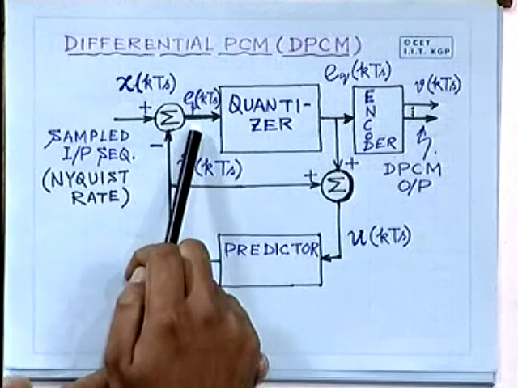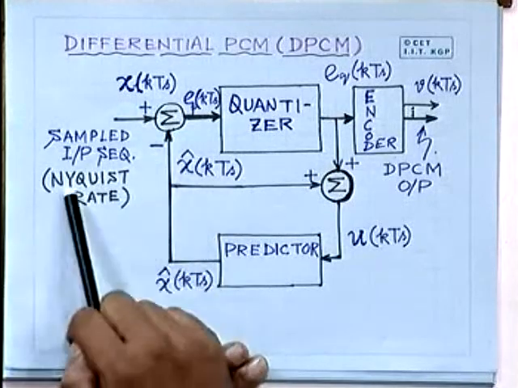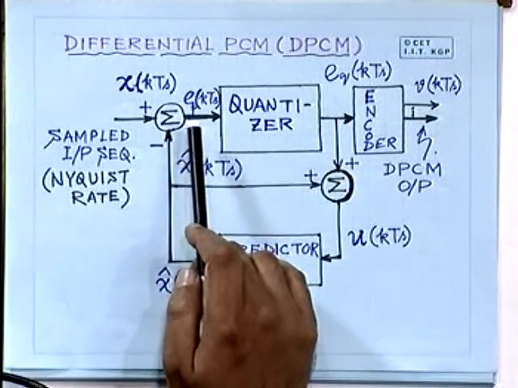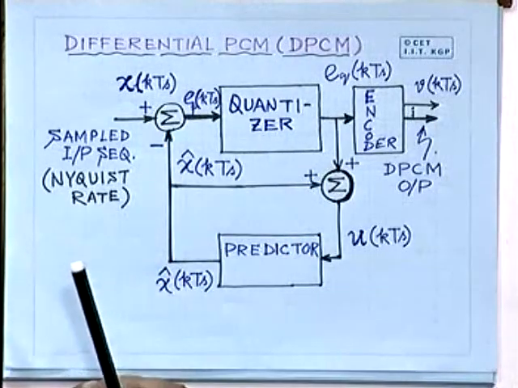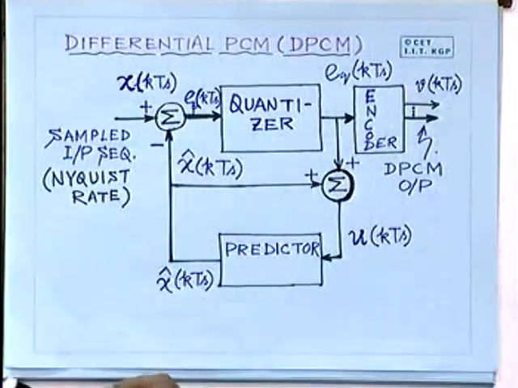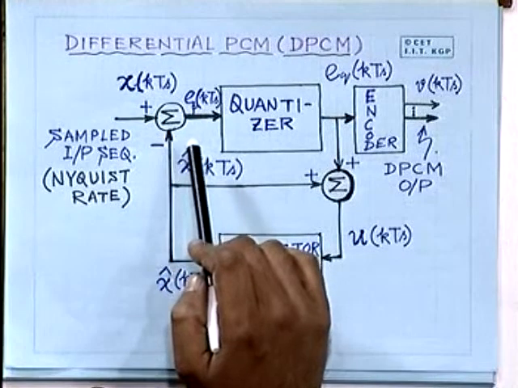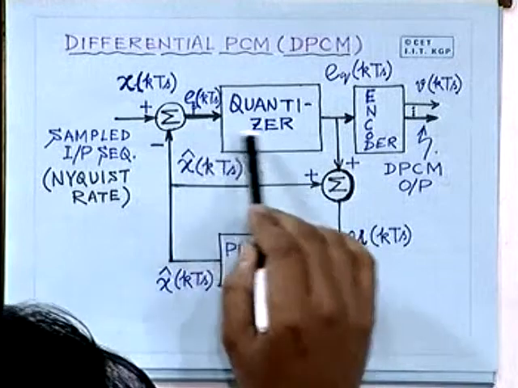So the difference of these two signals, at this summer with this notation, I am indicating as ep(kTs). I use the suffix p to call this the predictor error. ep(kTs) is again an error sample, an error because the predictor could not predict this kth sample exactly. So there has been an error, and that error I am calling ep(kTs). Now, a very interesting feature is that this prediction error is actually taken into the quantizer.